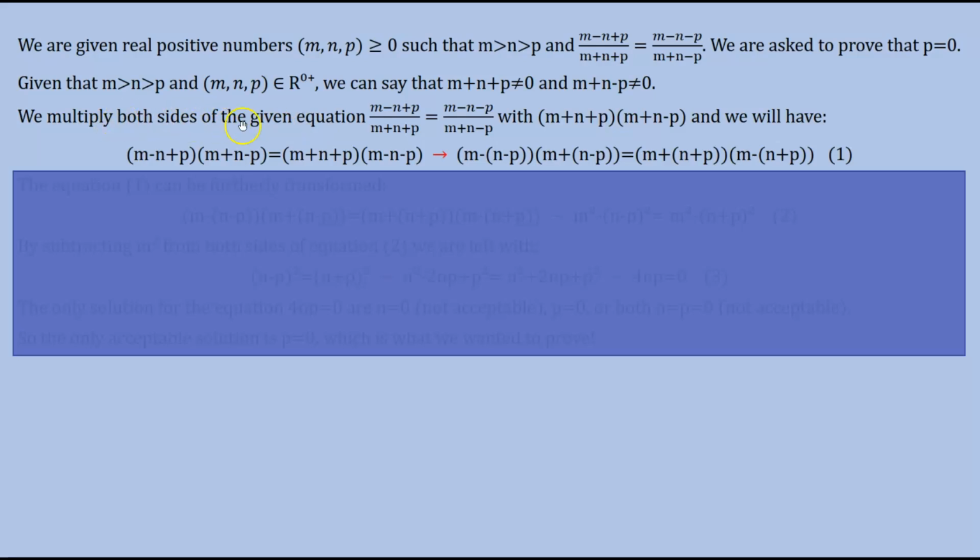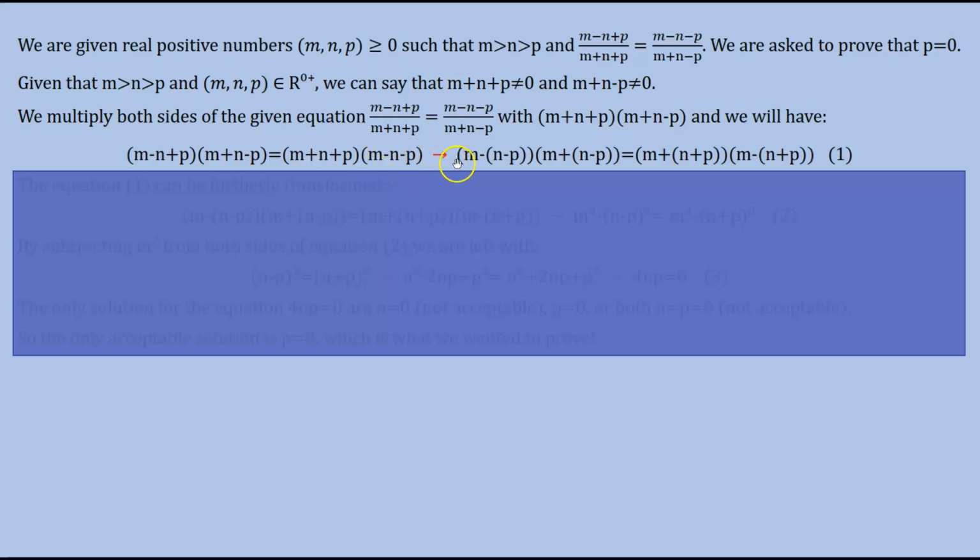Now, we can multiply both sides of this given equation with m plus n plus p times m plus n minus p. We can do this because all these factors are positive, so we can do this operation. By multiplying the equation on both sides with this expression, we get that (m minus n plus p) times (m plus n minus p) on the left hand side is equal to (m plus n plus p) times (m minus n minus p) on the right hand side.